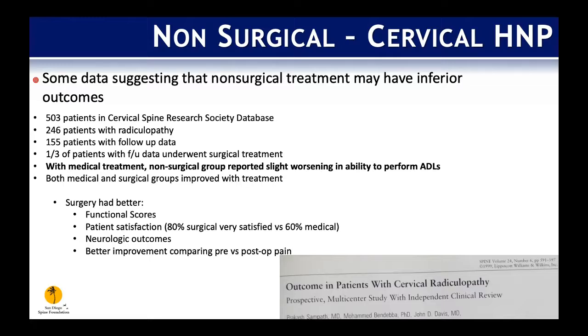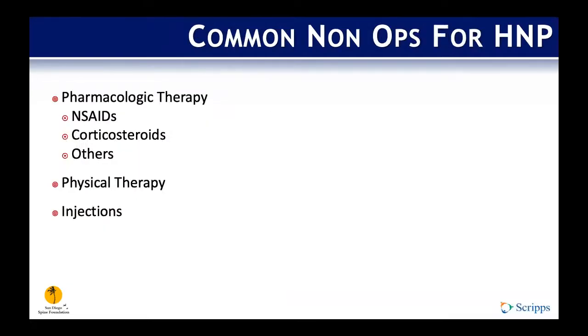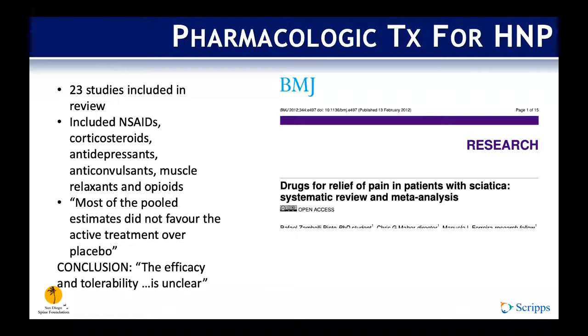And when they compared the surgically treated to the non-surgically treated for radiculopathy in the setting of a cervical disc herniation, not only did they show an improved ability to perform activities of daily living compared to their preoperative status, but they also had higher satisfaction, better neurologic outcomes, and better improvement in pre versus post-op pain compared to those patients that were treated non-surgically. Now, that being said, there are a lot of common non-operative treatments considered for cervical herniated nucleus pulposus, both cervical and lumbar disc herniations. We're going to look at some of those briefly.